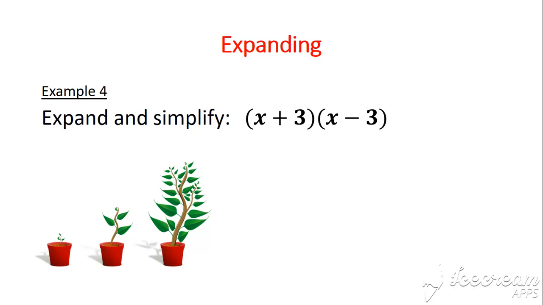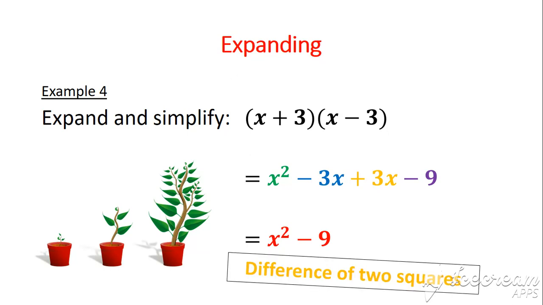All right, example 4, let's expand and simplify these two brackets. x plus 3 times by x minus 3. Well, when we expand it out, x times x is x squared, x times minus 3 is minus 3x, plus 3 times x is plus 3x, and plus 3 times minus 3 gives minus 9. The two bits in the middle, the minus 3x plus the 3x cancel to 0, and we're left with just x squared take 9. So the two bits in the middle cancel to 0. This is called a difference of two squares. You don't have to remember that because we could write x squared minus 9 as x squared minus 3 squared.